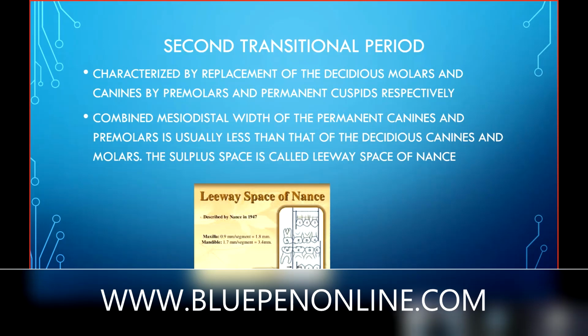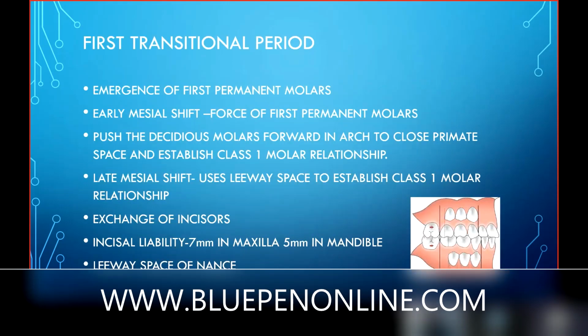So that excess space is called leeway space of Nance. It is usually 0.9 in maxilla and 1.7 in mandible. Counting both the sides, you have 1.8 in maxilla and 3.4 in mandible. Once more, I'll tell you what is leeway space of Nance.